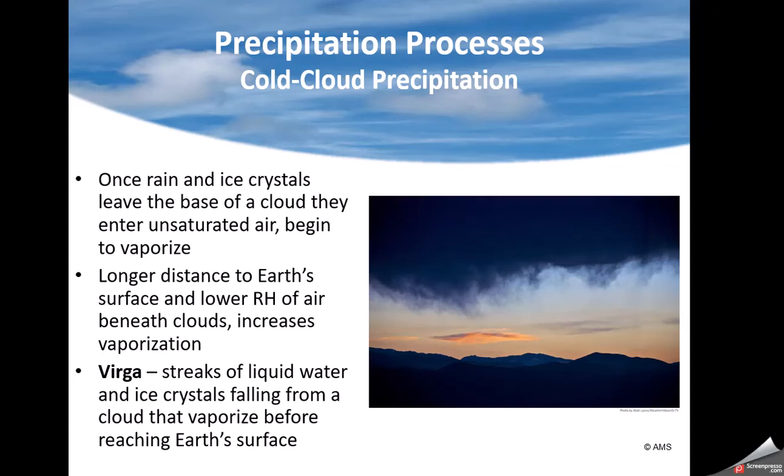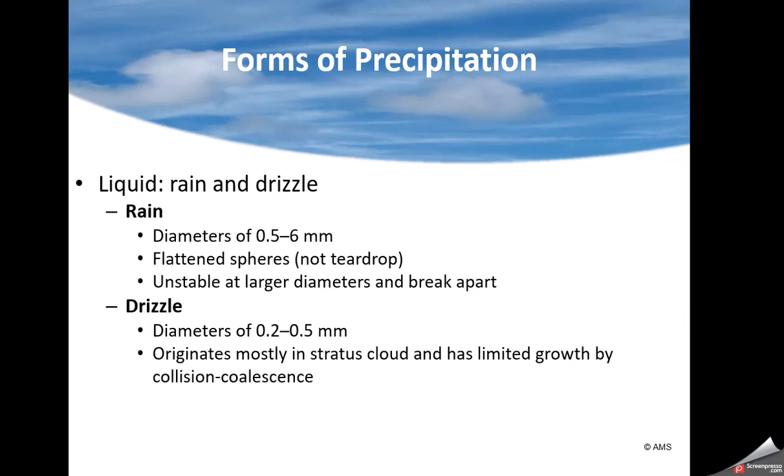Sometimes this rain and snow evaporates on its way down to the ground, and that's where you see the virga. Other times, it just comes on down and we get rain or snow. Rain is basically 0.5 to 6 millimeters. Big drops. They're flattened out as they come down. They're not tear-shaped. And drizzle is very tiny. Raindrops, literally, usually come out of very low clouds, and are mostly limited to collision coalescence.